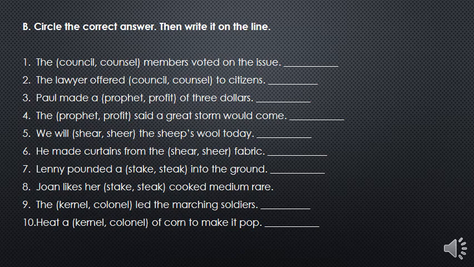We will shear the sheep's wool today. So the first shear. He made curtains from the sheer fabric. So this sheer is a certain kind of textile or fabric, as I said. Lenny pounded a stake into the ground. So this is a stake. And John likes her steak cooked medium rare. So the other steak. The colonel led the marching soldiers. It's the colonel, because it is related to soldiers and war. Heat a kernel of corn to make it pop. A kernel is the one related to corn.